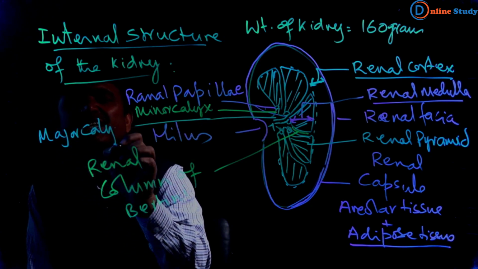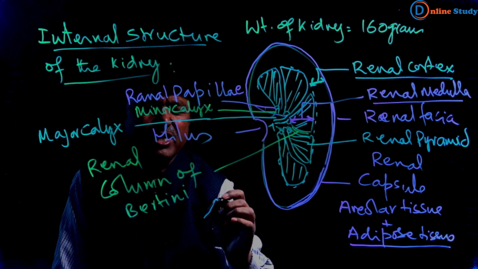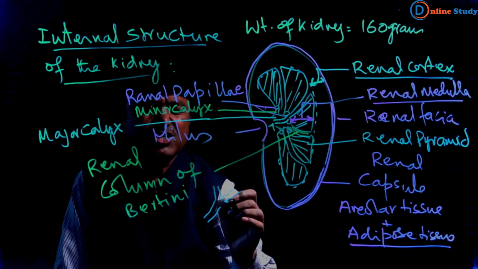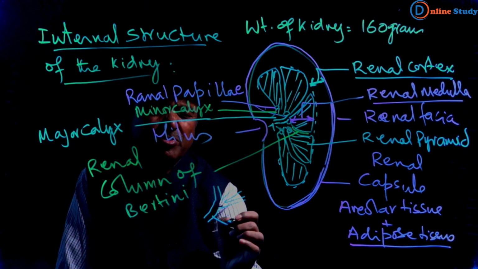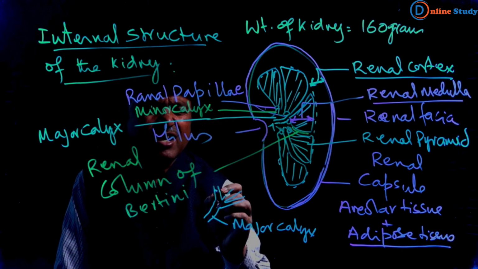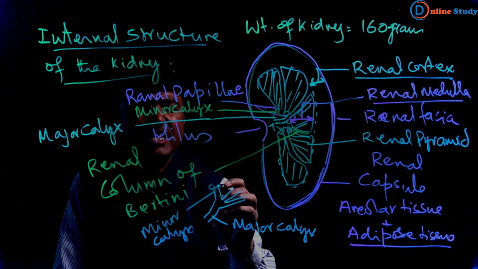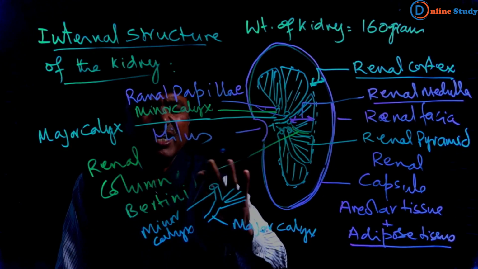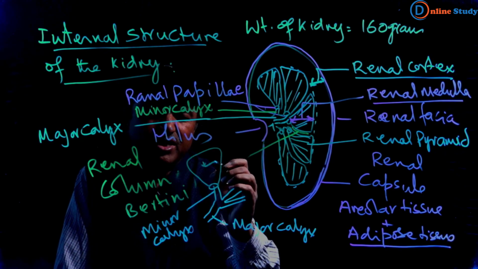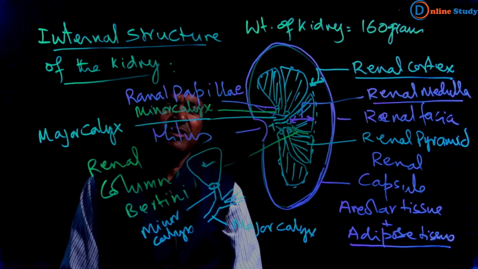Major calyx. So you understand. You can see this one is the major calyx, and from here different tubes arise. These are minor calyces, and each minor calyx is connected with a pyramid-like structure called the renal pyramid, and the opening of the renal pyramid is called the papilla of the pyramid.